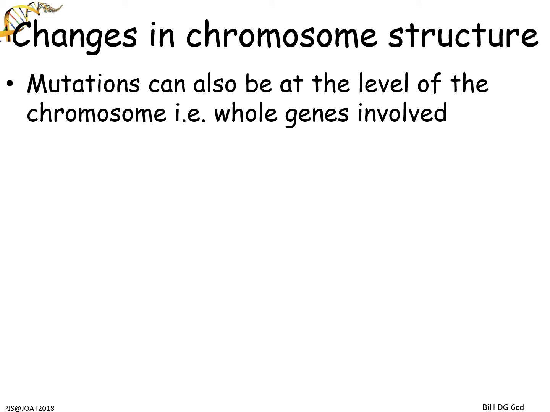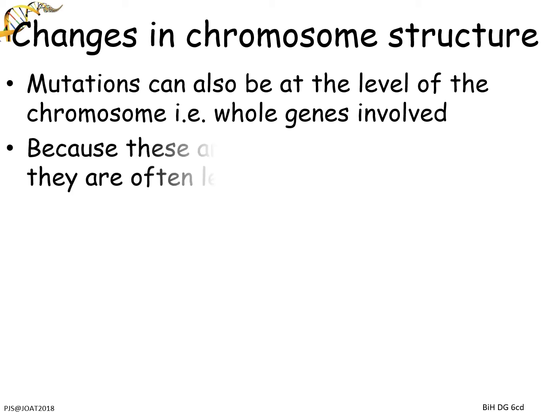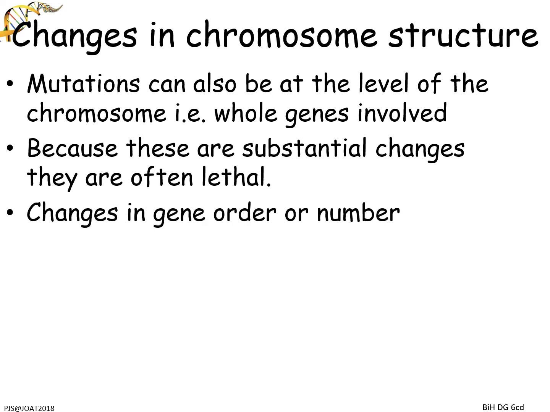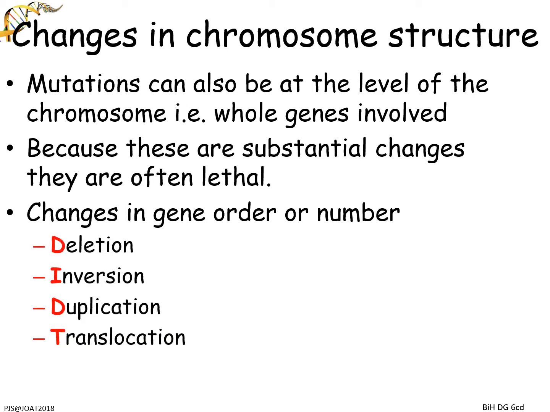But there's a bigger picture here, which is basically at the level of the entire chromosome. So involving entire genes, not just the sequence, but moving entire genes. And that could be something that changes the number of genes, it could change the order of the genes, it could change what chromosome they're on. They are quite often lethal because they're quite substantial changes. These ones, we're looking for deletion, inversion, duplication, and translocation. You have to find a way to remember that one, as well as your CID from your point mutations.